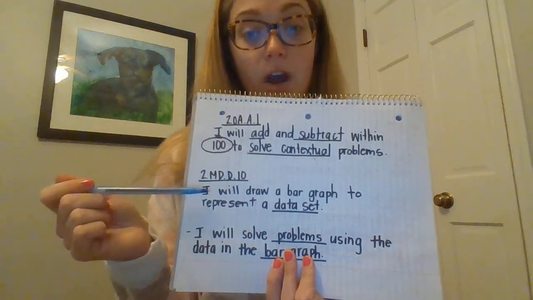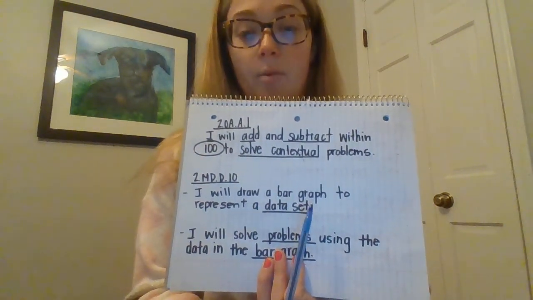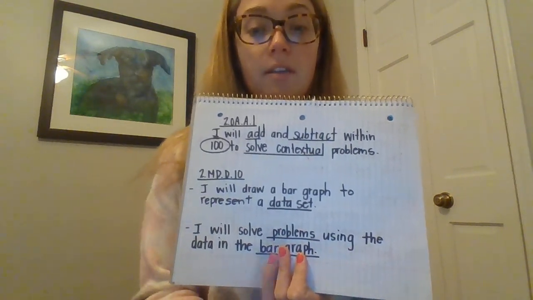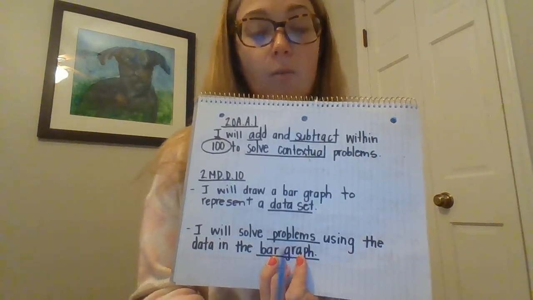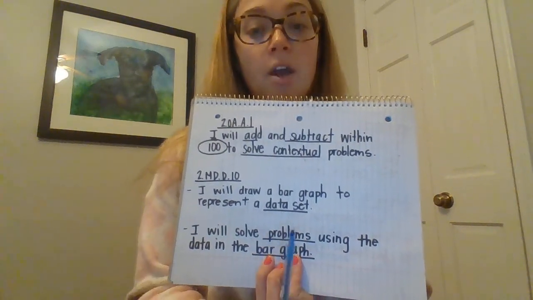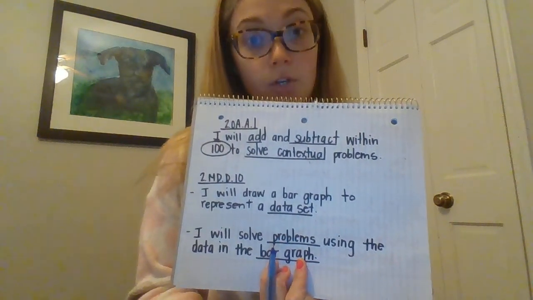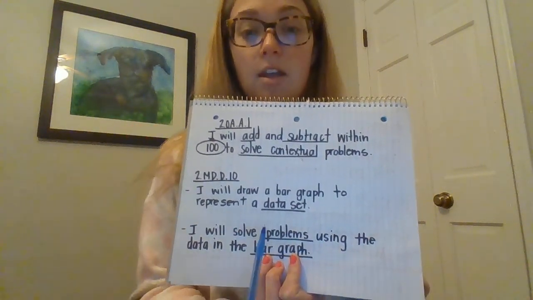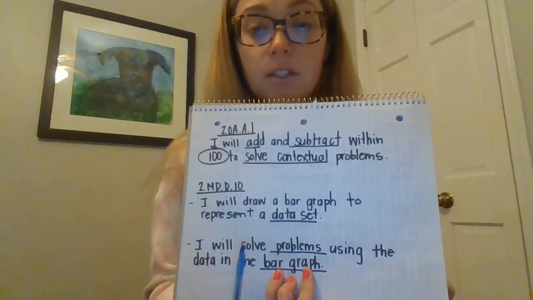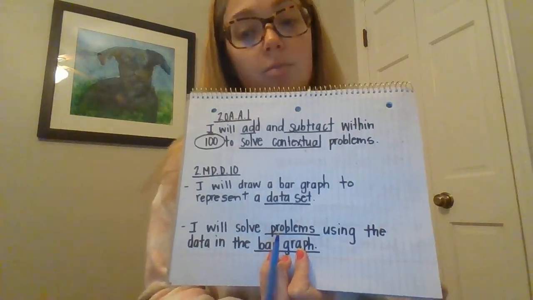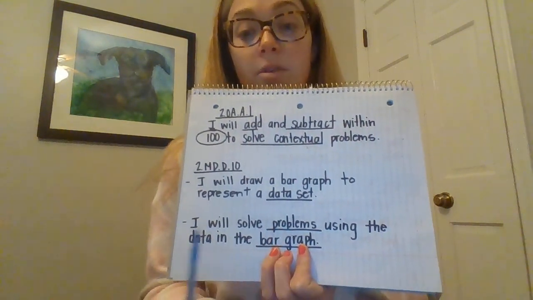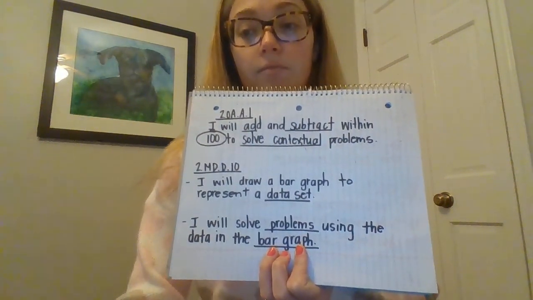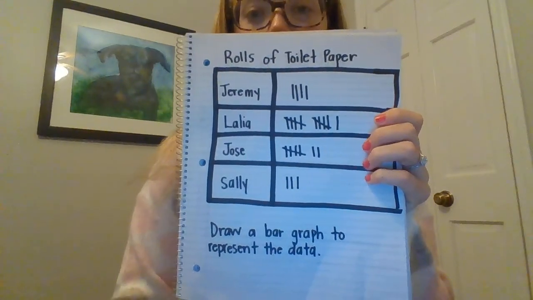After we make the bar graph, or we represent the data with a bar graph, we're going to solve problems using the data in the bar graph. And we know when we solve those problems, we're going to be underlining important words, and we're going to be making our equations. In our classroom, we do the boxes underneath each category in the data set. So we're going to be solving some of those with addition and subtraction today. We're just going to be using that data in the bar graph to solve problems. So we're going to go ahead and start.